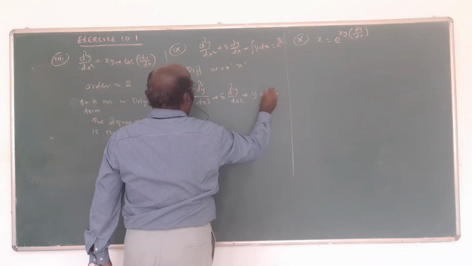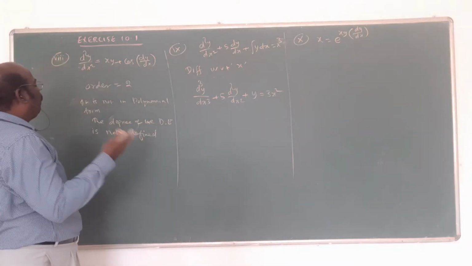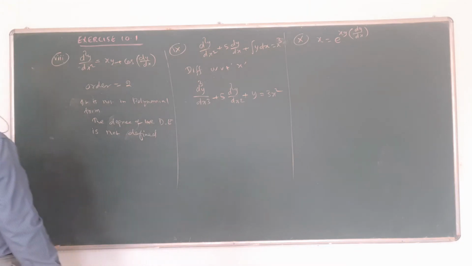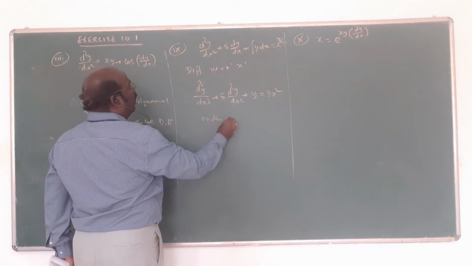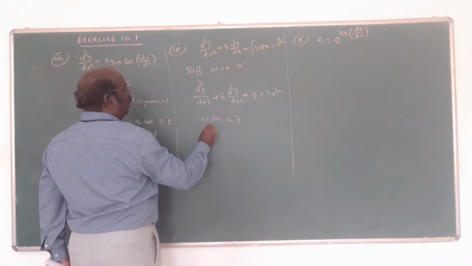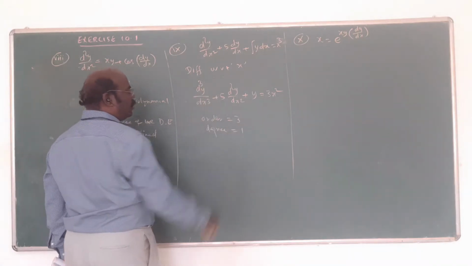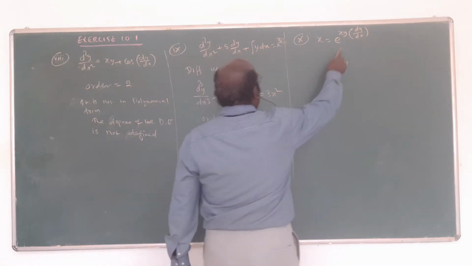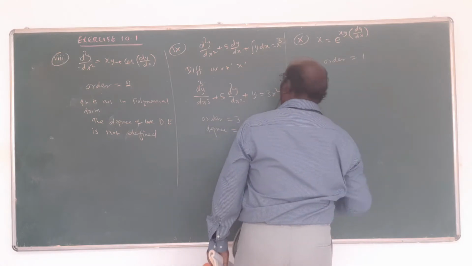Differentiation of x cube is what? 3x square. Now this is again linear form, polynomial form. That's why now the order is what? This is the third order. D is what? The whole power 1. Then here also, from the first dy is there. That means order is 1. That answer, order is 1.